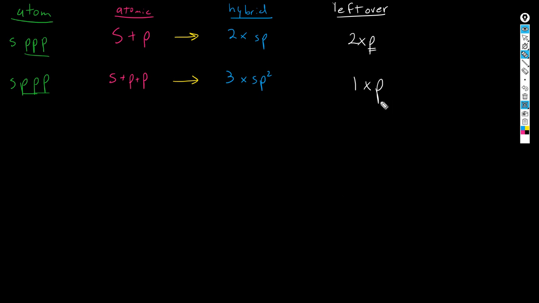How are these used to create those multiple bonds? Because the hybrid orbitals are what creates our single bonds, or our sigma bonds in a multiple bond. But the p orbitals that are left over are still important because they're going to be used to create the pi bonds in double and triple bonds. So let's look at those.